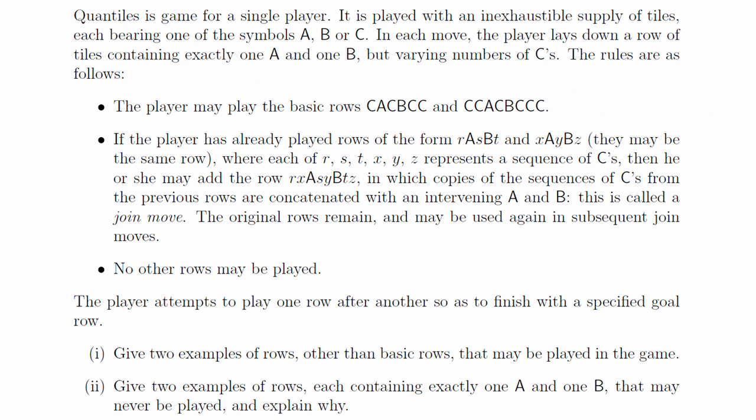Question 7, part 1. Lots of possibilities. We could join the first row to itself and get CCA, CCB, CCCC, or we could join the first row to the second row and get CCCA, CCB, 5 Cs. Part 2, you can't get to AB because you've always got at least one C, and you can't get to things like CBCAC because B is always on the right of A.